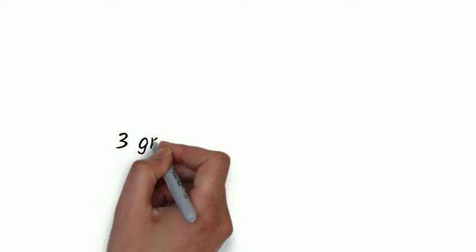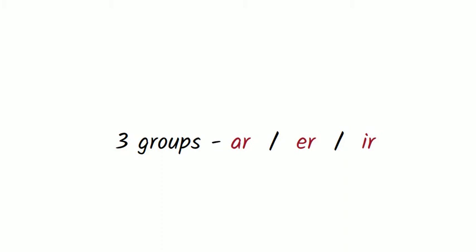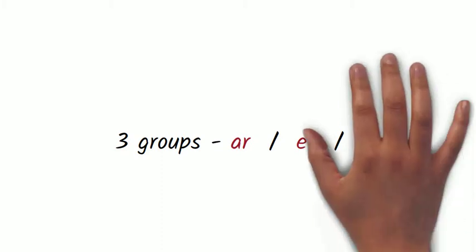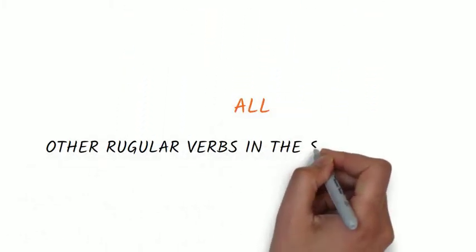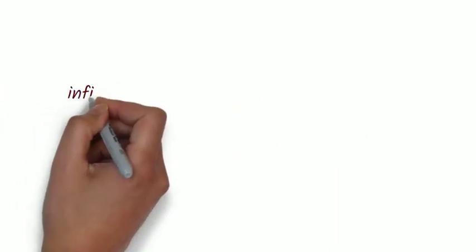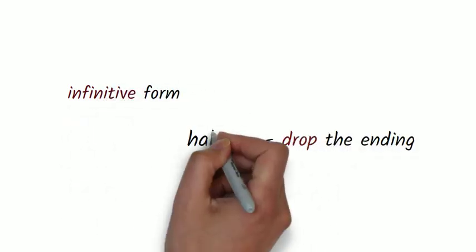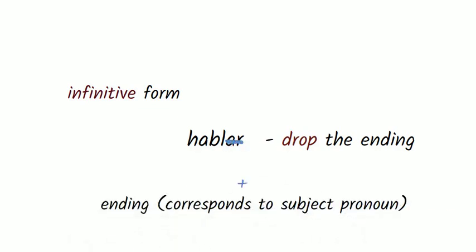Spanish has three groups of verbs. The verbs that end with AR, ER, or IR. And for regular verbs, they all follow the same pattern. So, if you can conjugate one regular verb from the AR, ER, or IR groups, you can conjugate all other verbs in the same category. To conjugate an AR, ER, or IR verb, first take the verb in its infinitive form and drop its ending. Then, add the endings that correspond to the subject pronouns.